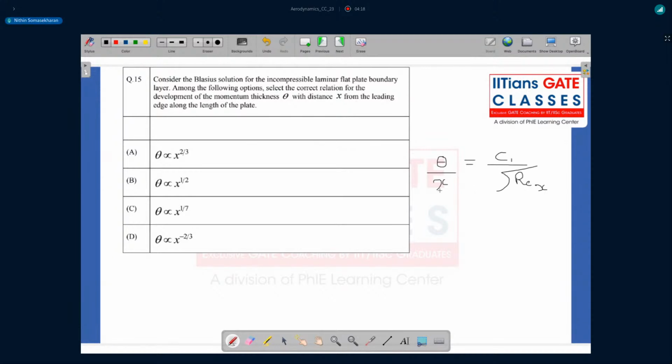All right. So now if I take this x to the other side, it would look something like this. And if I open up my Reynolds number expression, my Reynolds number is nothing but rho v x by mu, and in the numerator you have another x. So this x to the power half and this x would cancel, and then this would be nothing but x to the power half. So your theta is basically directly proportional to square root of x, right? So option B is the right answer over here. An easy problem.